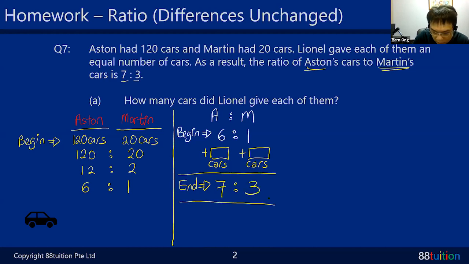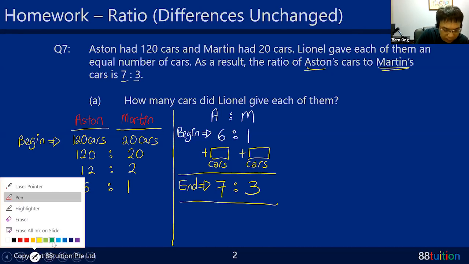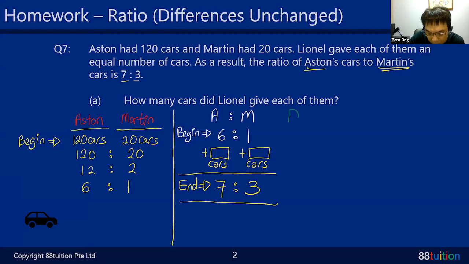Hey, this type of question, what is happening? As you can see, both sides plus the same number of cars, right? So this type of question you must highlight is actually something called difference unchanged. I don't have difference, then write it out. So down here, how do you write out your difference? You have a D column here. 6 and 1. What's the difference of 6 and 1? 6 minus 1 is 5. So down here you write 5.